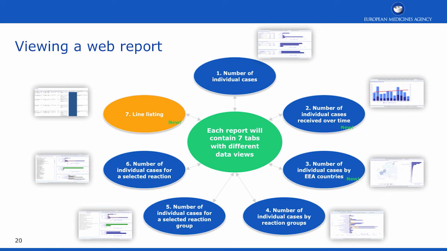As of 2017, the 7th and final tab in the web report will allow users to access a line listing of individual cases reported to EV-M6 for the specified product or substance. This line listing is a data table of all cases that match the criteria specified by the user. Using the line listing, users can filter data by seriousness, geographic origin, reporter group, sex, age group, reaction groups, reporter suspected reaction, and gateway date.